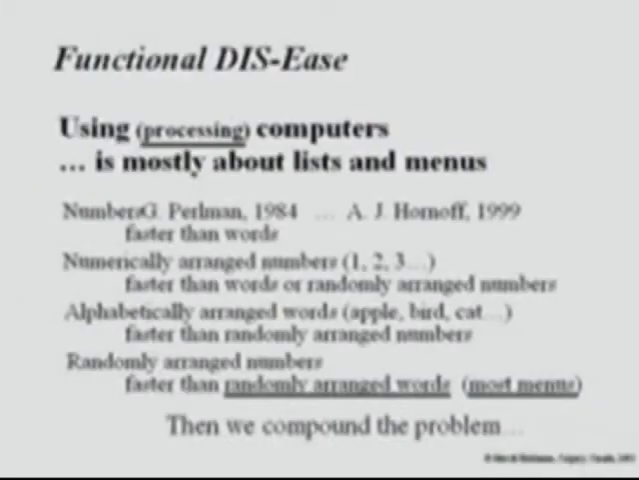Because using computers is mostly about lists and menus, processing lists and menus. There are studies here, by Perlman and Hornoff. On the discs, you're going to find lots of footnotes, which I'm going to try and go past. They talk about the fact that numbers process more easily and faster than words. Numerically arranged numbers, 1, 2, 3, 4, 5, process faster than alphabetically arranged words, apple, bird, cat, dog, elephant, which process faster than randomly arranged numbers. And finally, randomly arranged numbers process faster than randomly arranged words. Reviewing, numerically arranged numbers, best. Randomly arranged words, worst. Most menus are randomly arranged words. How bad can we start? We couldn't do worse than that. And we compound the problem.